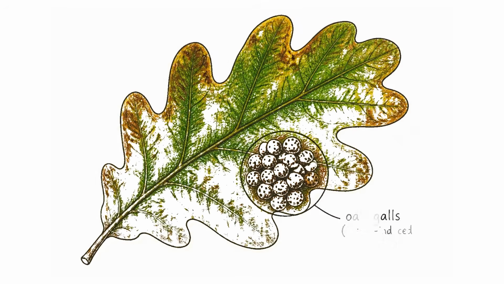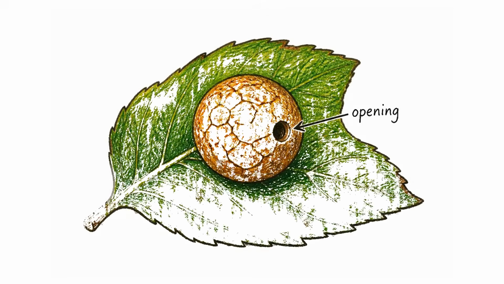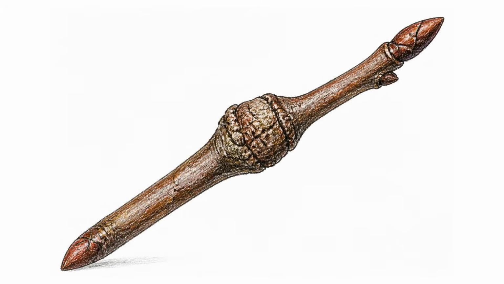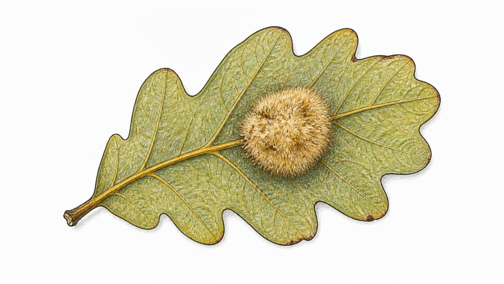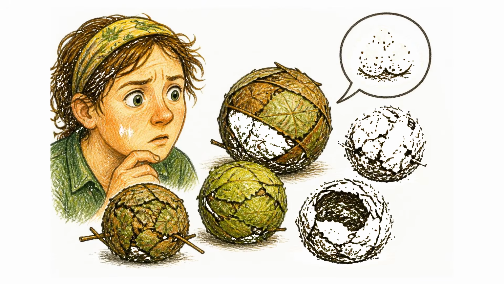Nearby, another leaf carries a cluster of speckled brown bumps. Another has a brittle sphere with a tiny round hole drilled through its side. On a twig, a rough swelling breaks the clean line of the bark. On the underside of a leaf, a fuzzy patch looks less like plant tissue and more like something waiting. At first glance, none of this feels harmless.